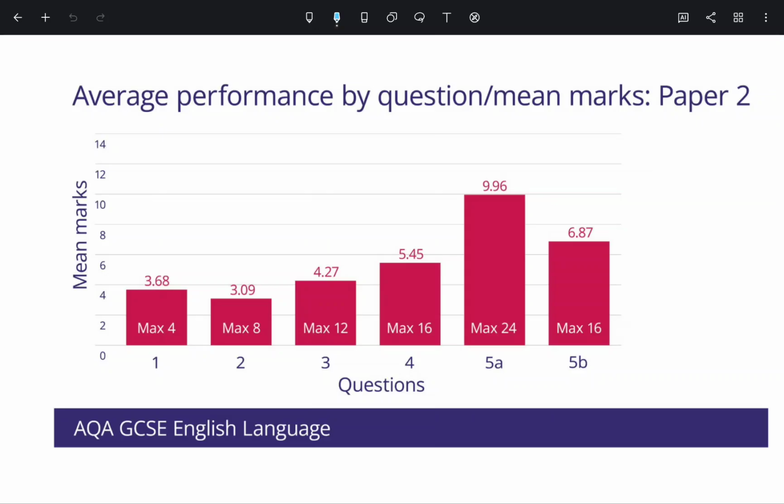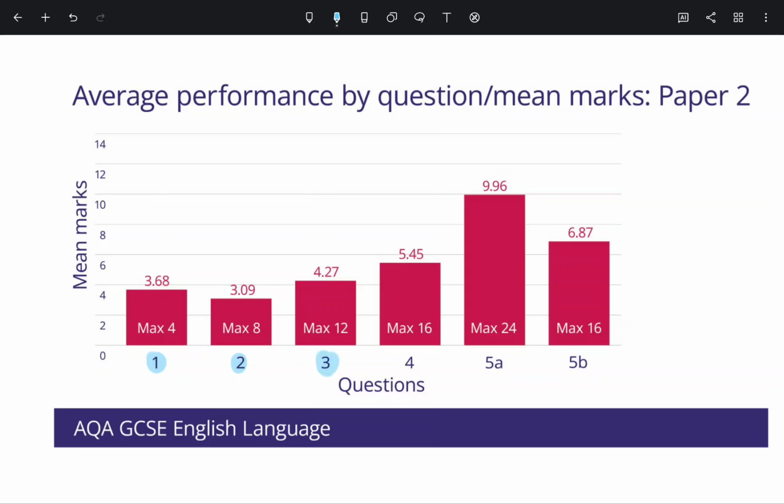What we have in front of us here is the average performance by question, or mean marks, for paper 2. Now, for question 1, the maximum marks available was 4, and the student average or mean mark was 3.68. Question 2, the maximum marks 8, student average was 3.09. So that's the summary question, by the way, when you're summarizing source A and source B.